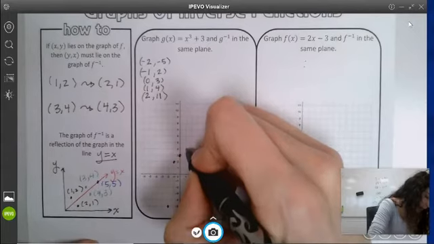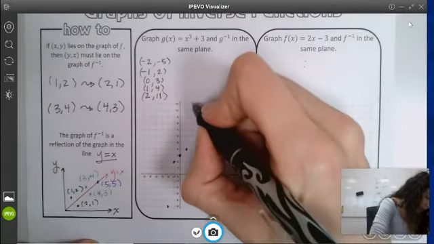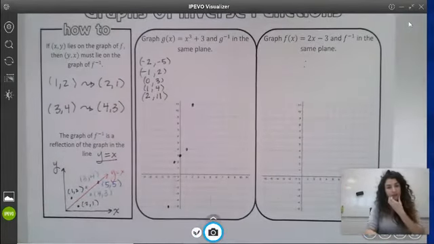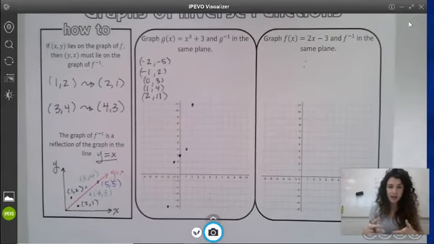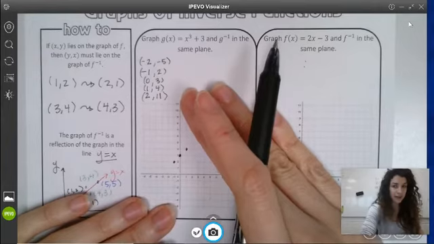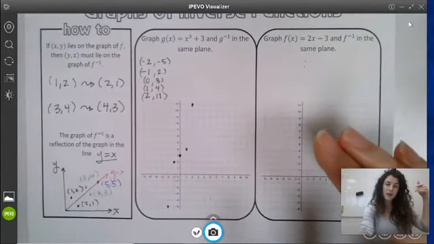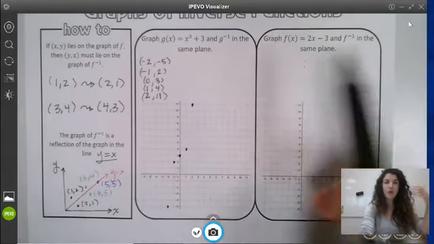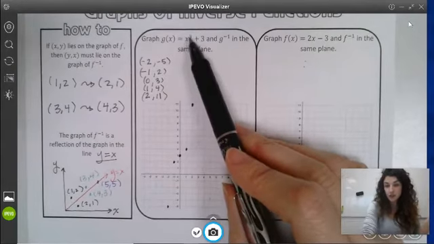0, 3, 1, 4, and then 2, 11. Once you have these set of points, you can get a general idea. Notice if I didn't have 2 or -2, it would look like a line, but it's not. And so that's where your understanding of how graphs of this nature should look comes in.